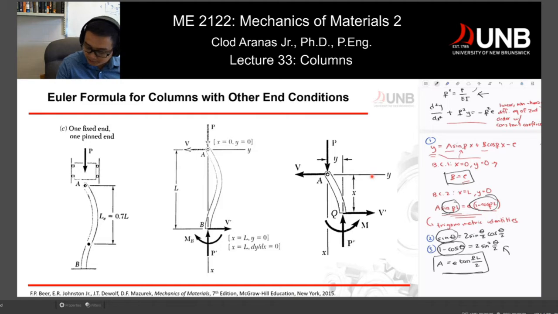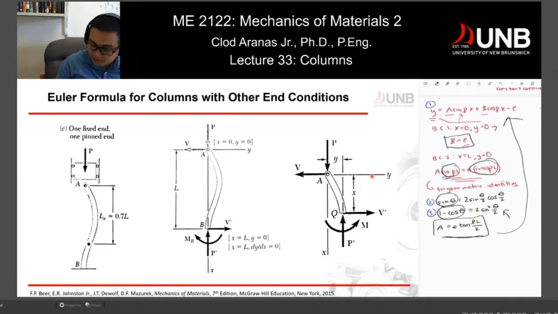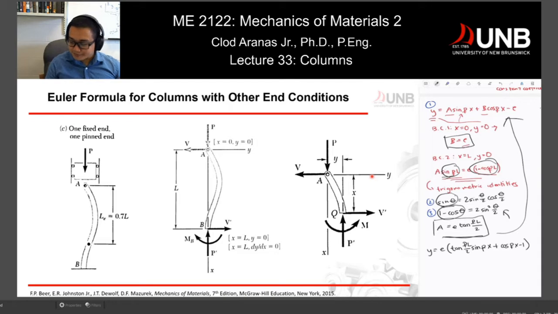We can substitute it back to our original equation. And where's our original equation? It's this equation number 1. Now, once we substitute that, we will get Y is equal to E. So we factor all the E's, and then we have tangent of L over 2 sine X plus cosine Bx minus 1. So we have that equation.